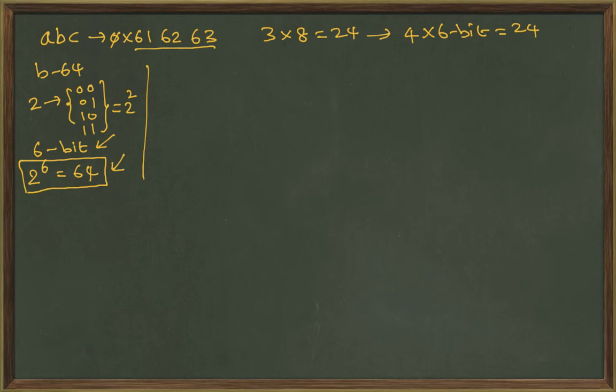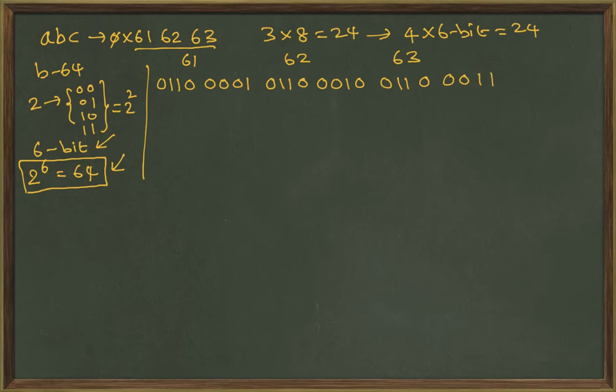Let's take 61, 62, 63. 61 is hexadecimal, and I am going to write it in binary. 6 is nothing but 0110. 1 is nothing but 0001. 62: 6 is 0110, and 2 is 0010. Then I will write 63: 6 is 0110, and 3 is 0011.